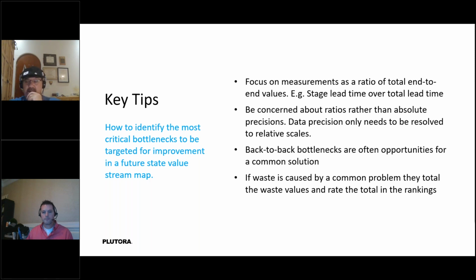Do look for back-to-back bottlenecks. Sometimes the individual bottlenecks are not that high, but if you total three significant bottlenecks in a row, there may be some opportunity. There may be a common solution that gets you a lot of gains for low effort. Sure. And the same goes for fairly small waste values, where one solution would tackle multiple instances, and in total it's worth solving. Those are examples of things that are not obvious at first glance.